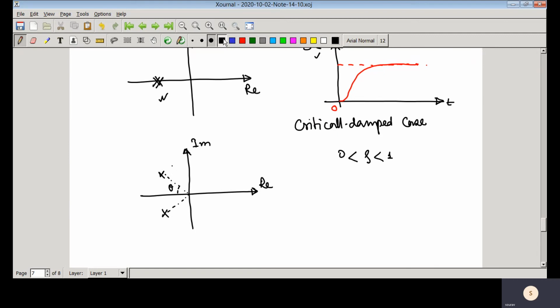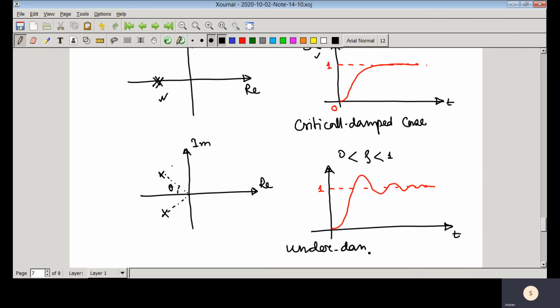So now we are interested to see what the underdamped response is. Already we have discussed in detail that in underdamped response there would be some oscillations, as we have just now discussed. So this is the case of underdamped response.